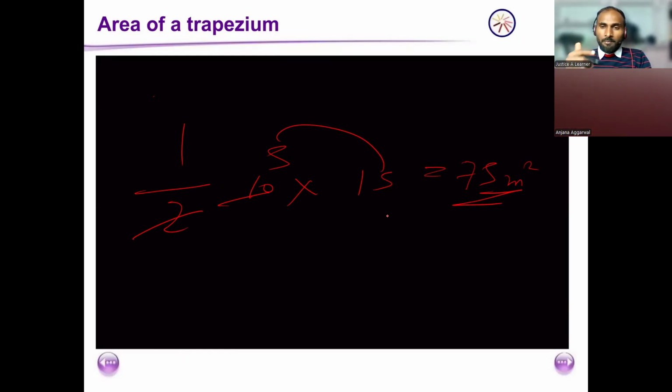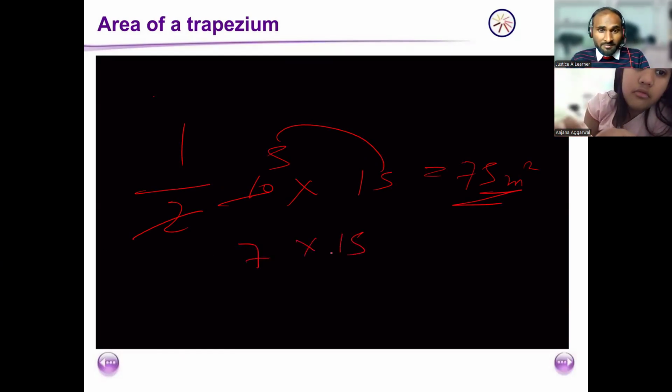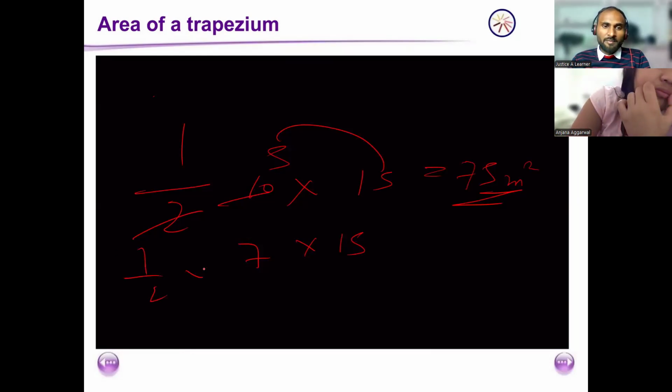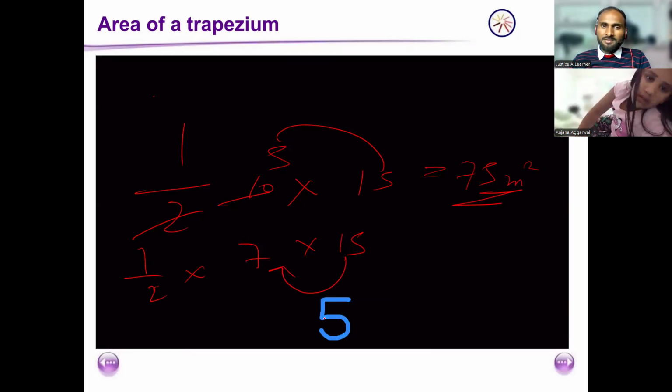But for example, if this is 7 and this is 15, now it is not easy, because the answer would be a decimal. So you will firstly multiply this. There is no other way possible, otherwise it will be complicated. Yeah, I always multiply it.